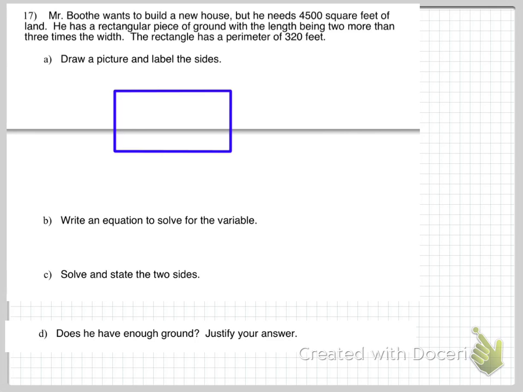It says here's a rectangular piece of ground, so I'm going to draw a rectangle. And we know the sides are width and length, but the thing we need to worry about for this part is the length being 2 more than 3 times the width. That means the length is 2 plus 3w, 2 more than 3 times the width. That is the part that's essential to write down on this first step.